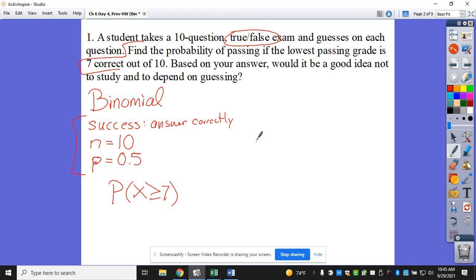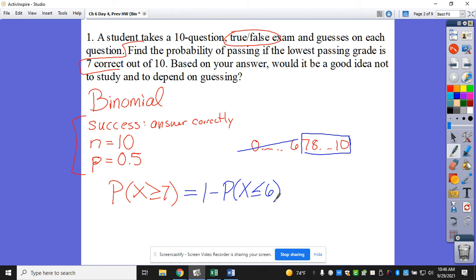So what's my lowest number that it can be? 0. You know how I write this off to the side to kind of help me? Because that's all that I really need here. So 6, 7, 8. Yeah. So which numbers do I want? 7. So what's the last number that I don't want? 6. So I'm rewriting this as 1 minus the probability of X less than or equal to 6.